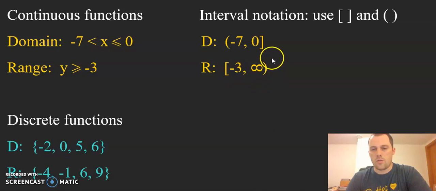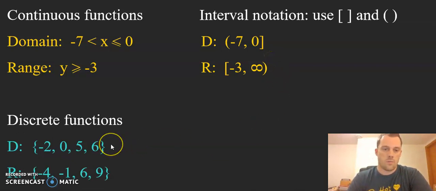The reason we don't do bracket with infinity is that it's not a specific value, so we have to use parentheses. We're only going to use continuous functions in these examples, but if we had only specific points on a graph, that domain and range would look like this.